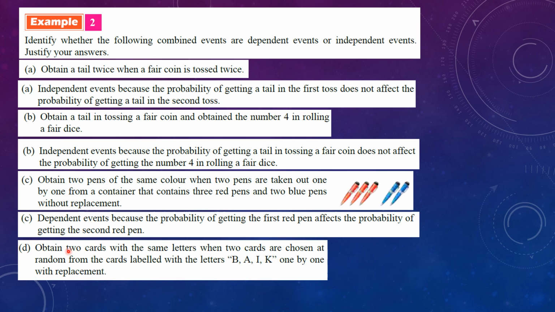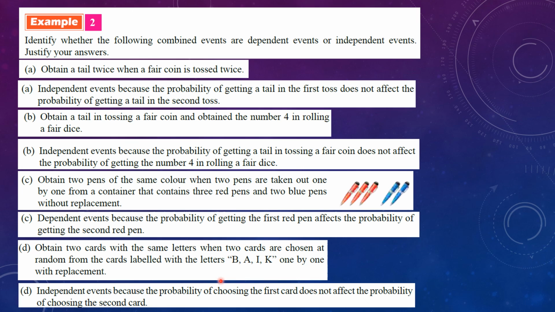Then part D. Obtain 2 cards with the same letters when 2 cards are chosen at random from the cards labeled with the letters B, A, I, K, one by one with replacement. That means you can put back. So here it is independent, because with replacement you can put back the card. The probability of choosing the first card does not affect the probability of choosing the second card.